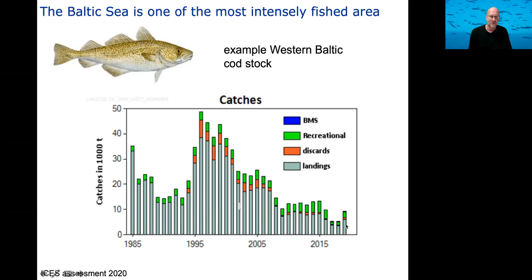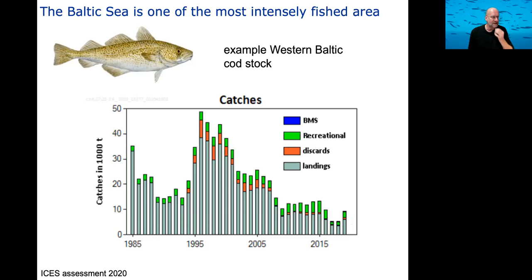And I would also like to point out these bars here in the end. So what you see here in green, that's the estimated recreational catch. So at the moment we have a situation that the stock is so low that the recreational fishery catches between 1/4 and 1/3 of the total catch, which is clearly not a sustainable situation.